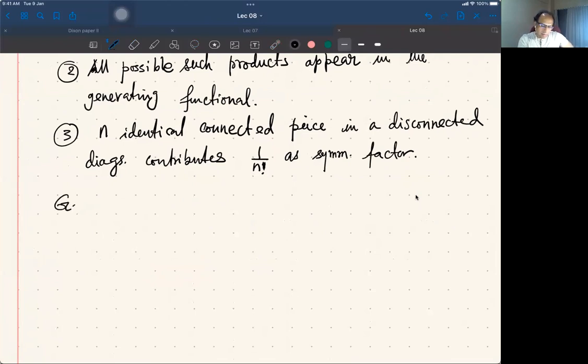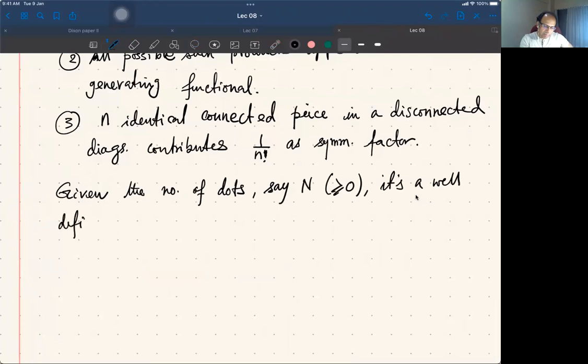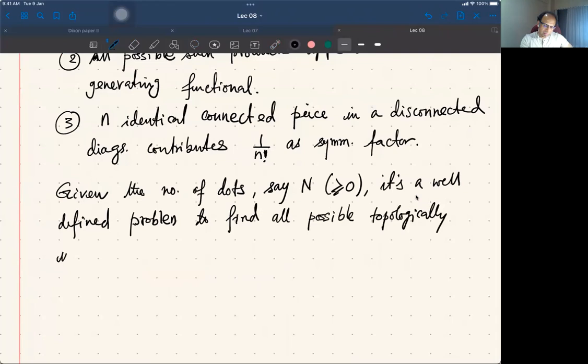Now, given the number of dots which are the sources, say n, which is greater than or equal to 0, vacuum or non-vacuum, it's a well-defined problem to find all possible topologically inequivalent connected diagrams.